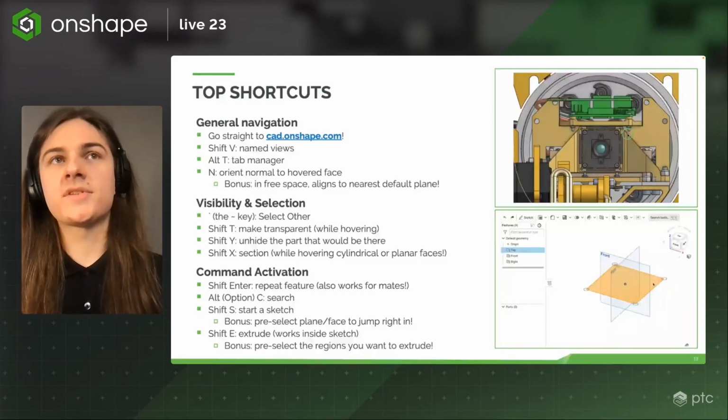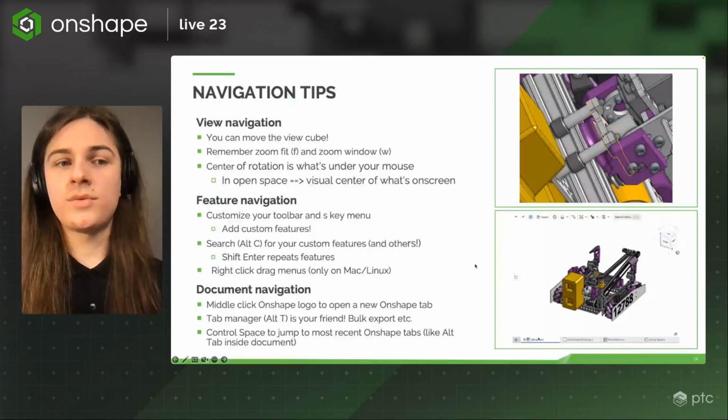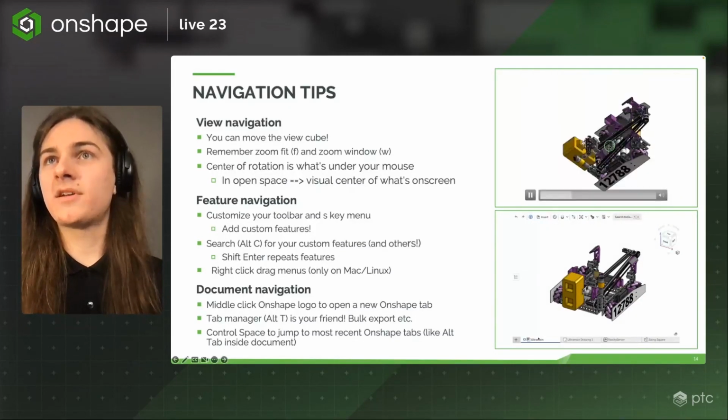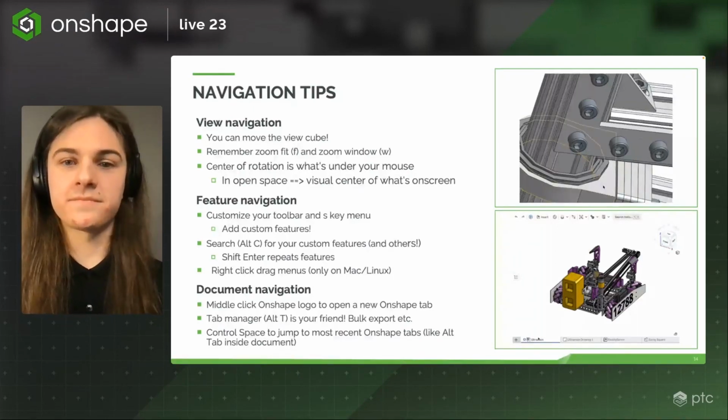Next up, some navigation tips. For view navigation, the number one recommendation I can have is if you're working in a big assembly, remember zoom to fit and zoom to window. That's the F and W key. So check out this assembly over here. I'm zoomed in all the way there. I can just tap F and I get all the way out. Now I can press W and select another area to zoom right back in. So in this way, you can navigate huge assemblies with ease, even on a touchpad on a computer. So saves you a ton of time that way.